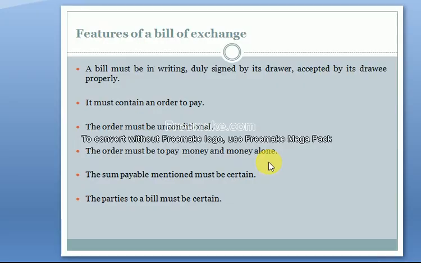So let's start the remaining part of the bill of exchange. Today our topic is features of bill of exchange. Before going to discuss the features of the bill of exchange, I would like to give some additional information about the bill of exchange.